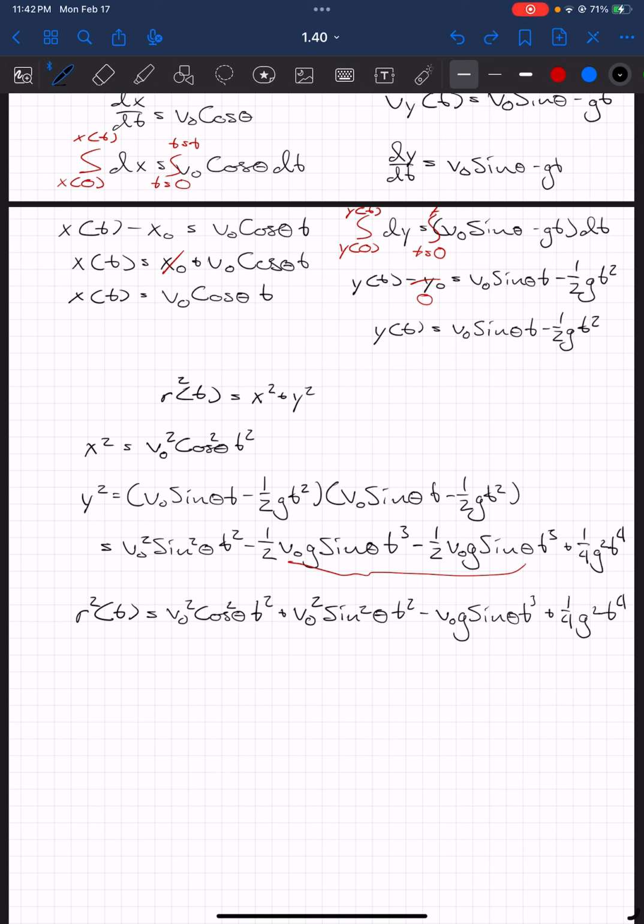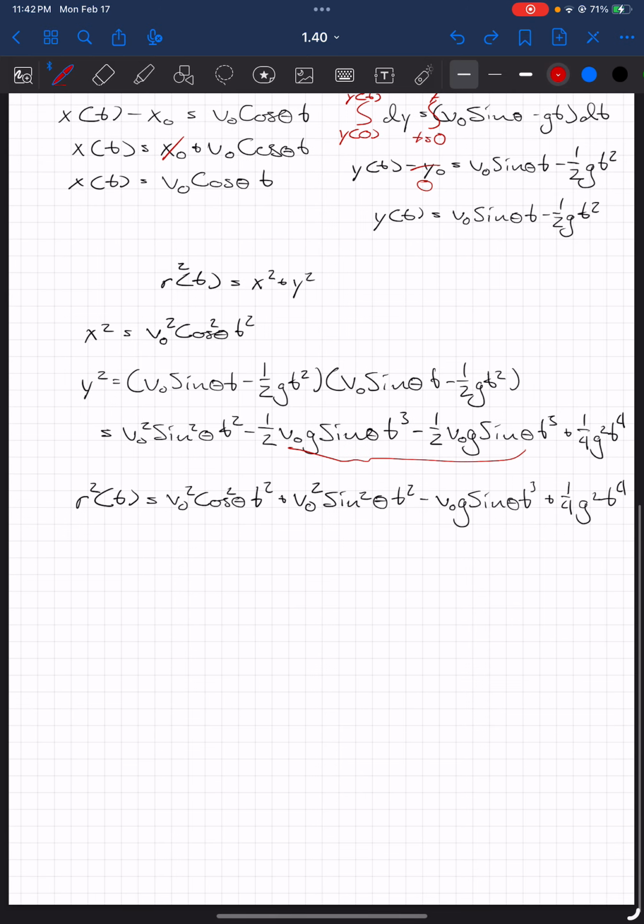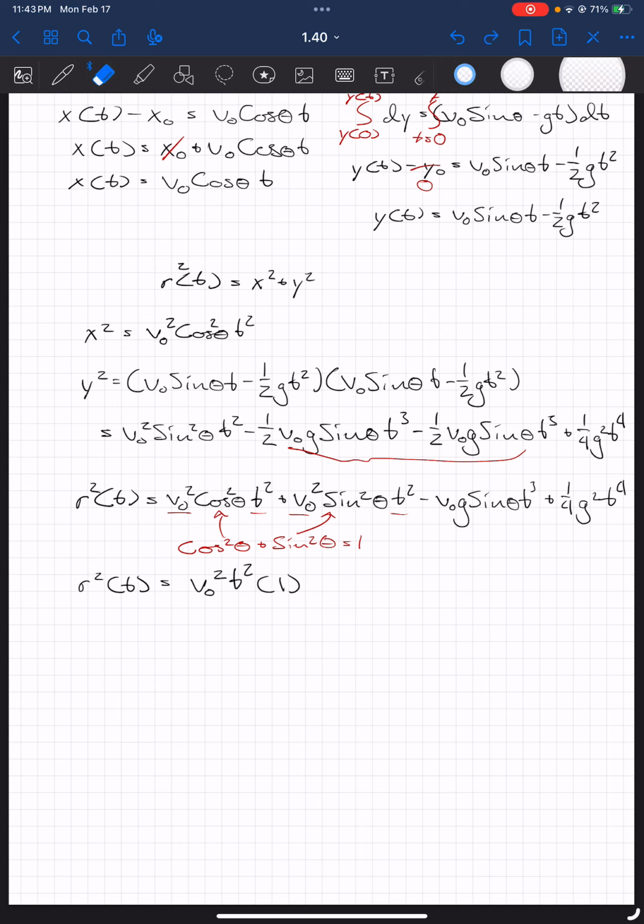Well, no. We have one more thing that we can do, which is, if you recall, cosine squared theta plus sine squared theta is equal to 1. So we can actually simplify this down a bit more. As we can find here, sine squared theta plus cosine squared theta, and they have like terms here, here, here, and here. So we can write out r squared of t is equal to v naught squared times t squared times 1. Oh, that's way too much.